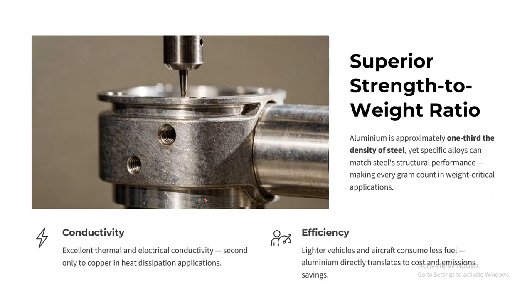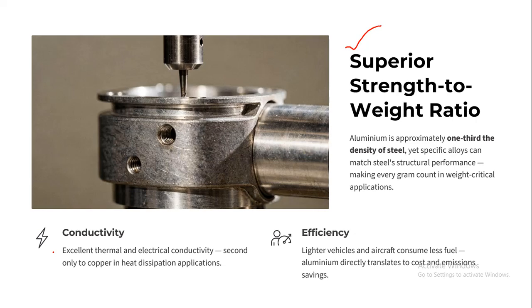So, what are the important properties of aluminium? First of all, superior strength to weight ratio. Aluminium is approximately one third the density of steel, yet specific alloys can match steel's structural performance, making every gram count in weight critical applications. For example, we can use it in applications that require excellent conductivity, including both thermal and electrical conductivity. It is next to copper, right?